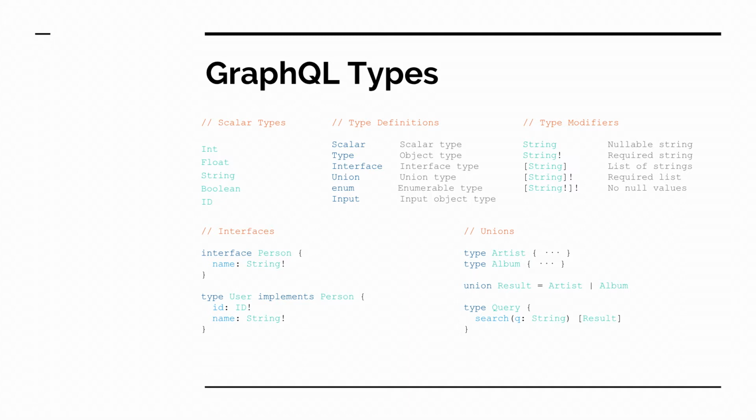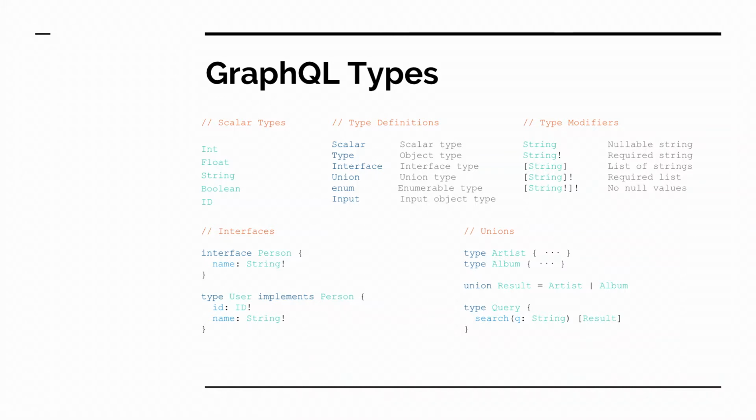We have type definitions: scalar types, like I just mentioned, and types which are objects and interfaces, very similar to classic object-oriented programming, where you can define the shape of an interface and then have different types implemented. There's an example right here. We also have unions. Unions can be really powerful when we have a couple of different types that the client can be asking for. In this example, we have a generic search query that can return either an artist or an album.